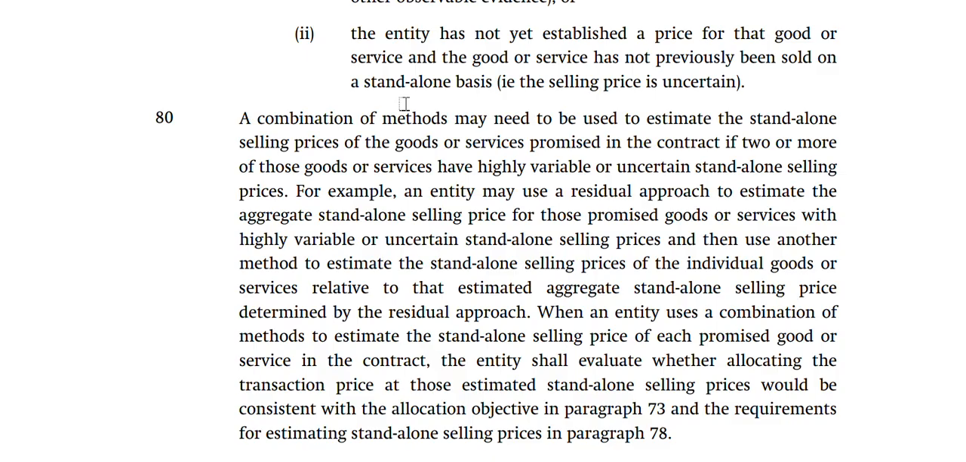When an entity uses a combination of methods to estimate the standalone selling price of each promised good or service in a contract, the entity shall evaluate whether allocation of the transaction price at those estimated standalone selling prices would be consistent with the allocation objective in paragraph 73 and the requirements for estimating standalone selling price in paragraph 78.